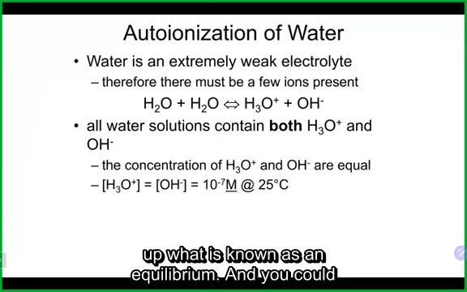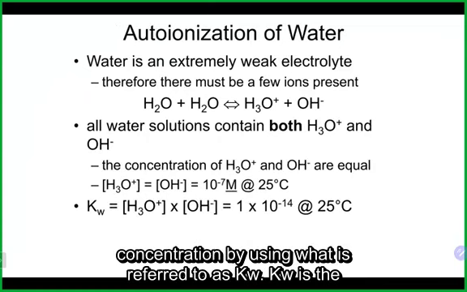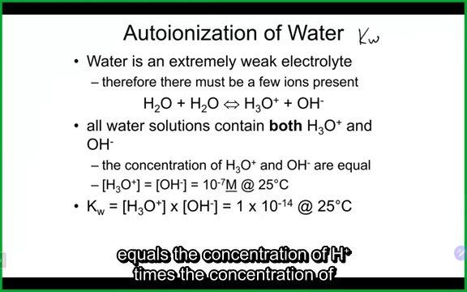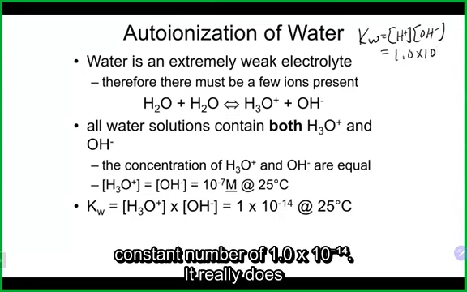And you could actually calculate the H plus concentration and OH minus concentration by using what is referred to as Kw. Kw is the equilibrium constant for water. That's what the W stands for. It equals the concentration of H plus times the concentration of OH minus. And for our purposes, it pretty much is a constant number of 1 times 10 to the minus 14.